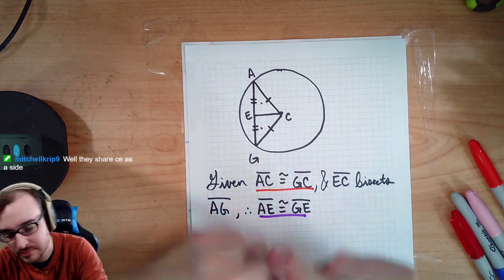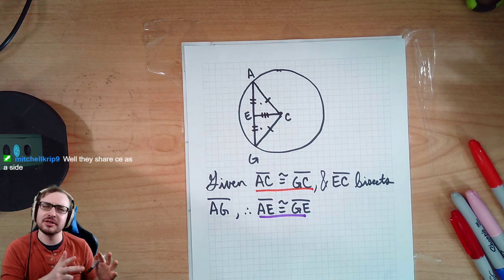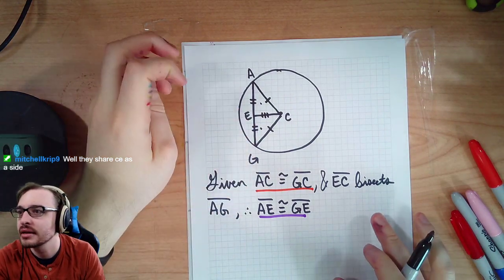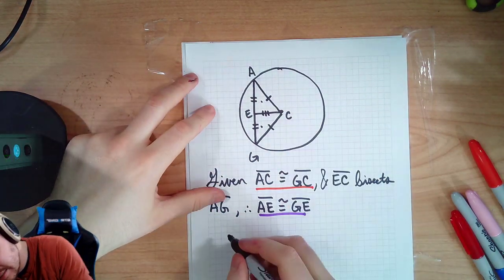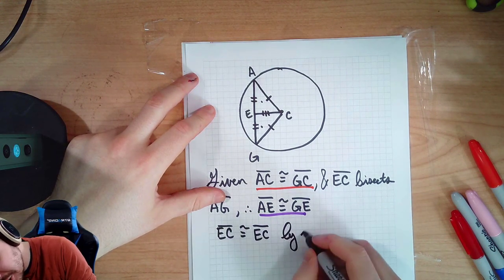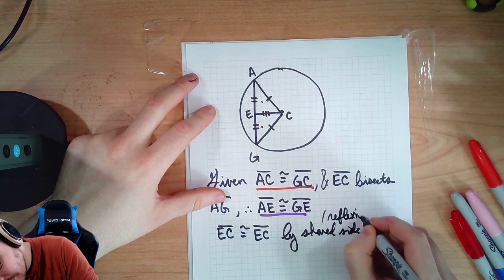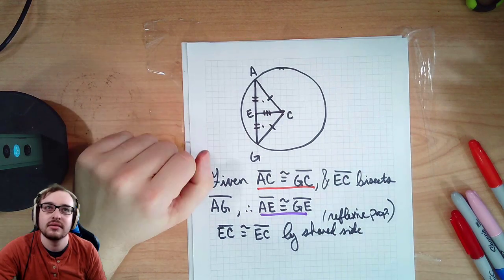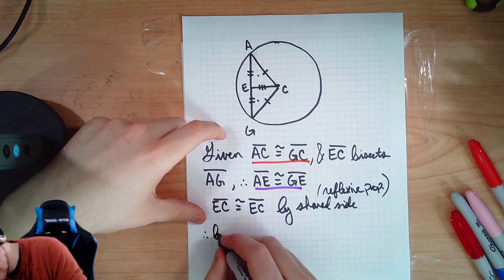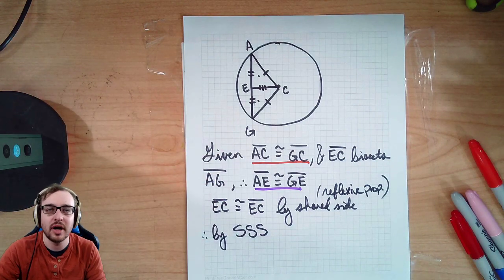Yeah, exactly. Shared side. Which your teacher's going to want you to say reflexive property, right? Like reflex. It's kind of supposed to be reflection, the same on both sides, but they use reflex instead of reflect. So we know that EC is congruent to itself by shared side. Again, reflexive property. And now we've got three sides, right? So therefore, by side, side, side. Again, you don't have to write therefore. That's just how I speak, so that's what I'm writing.